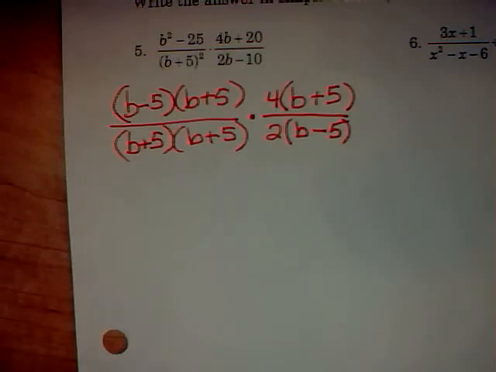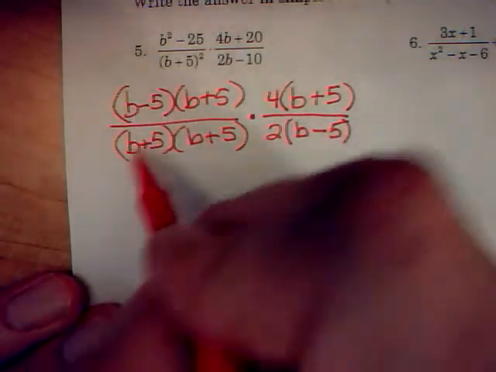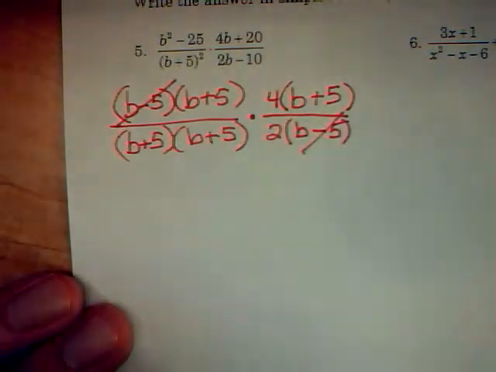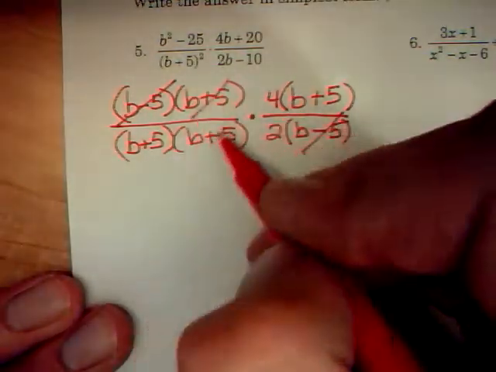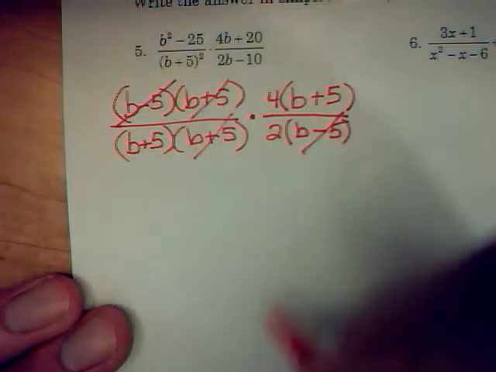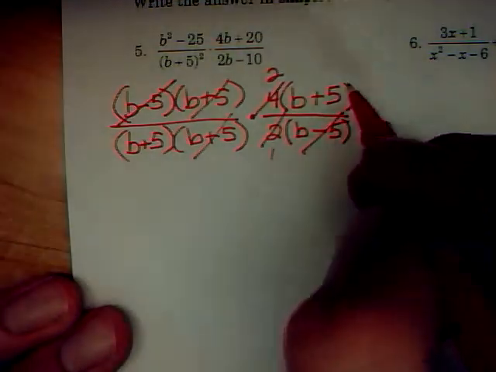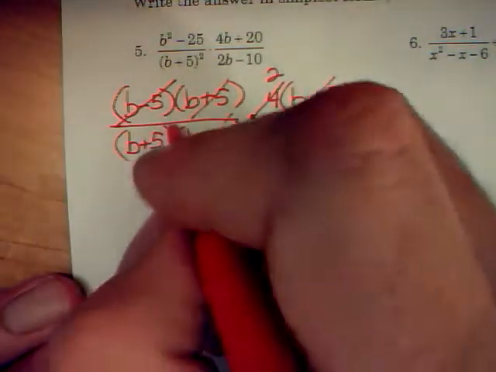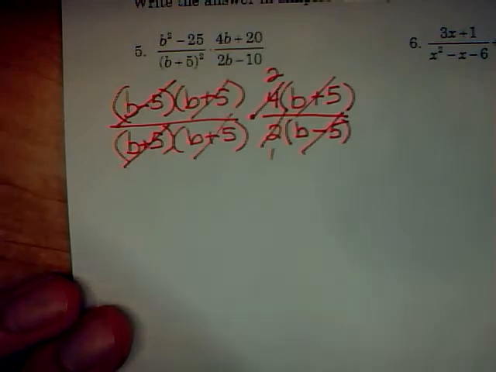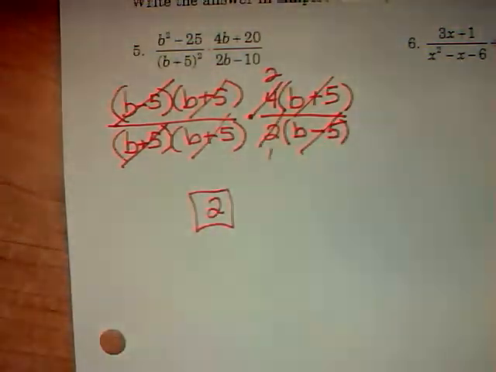Now we're ready to go ahead and cancel. So starting here, is there b minus 5 on the bottom? There sure is, so those can cancel. Is there b plus 5 on the bottom? There sure is, so those can cancel. Can the 4 cancel with anything? It sure can. It can cancel with this 2. And can the b plus 5 cancel? Yes, it can. So wow, look at that. That all cancels down to the single number of 2.